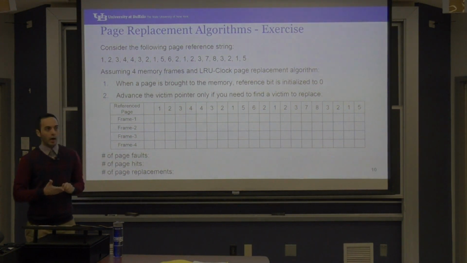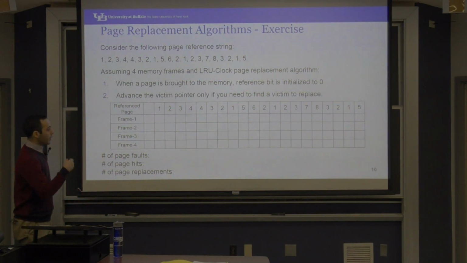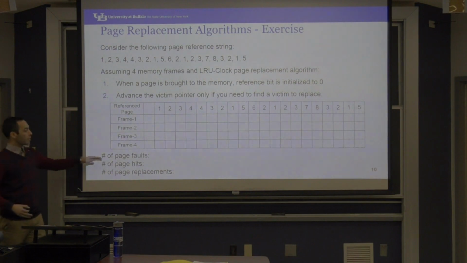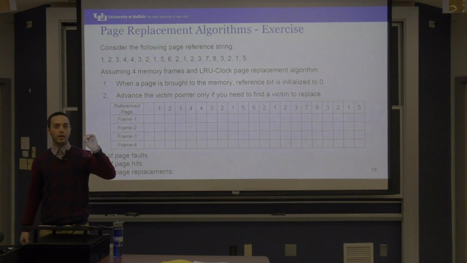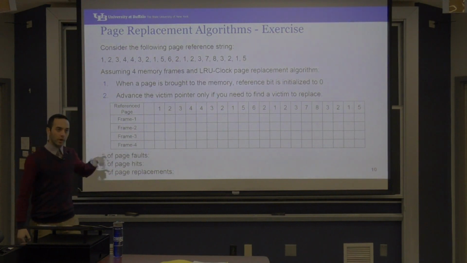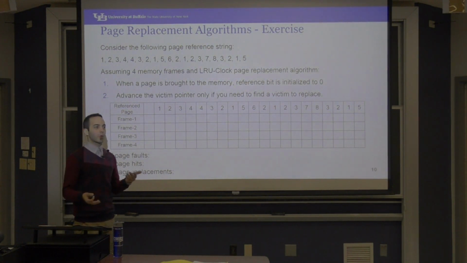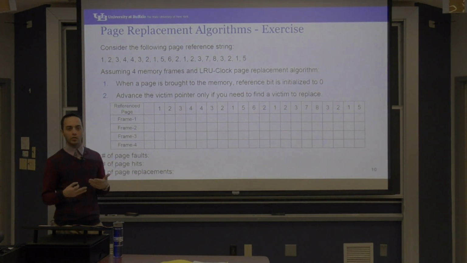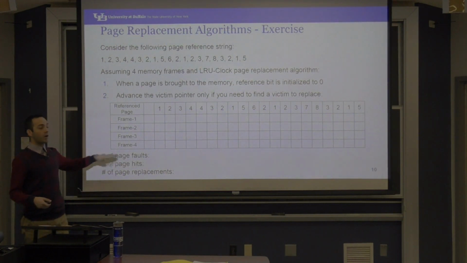All right. By the way, for any of these algorithms, you have the number of page faults, page hits, and page replacements. Whenever you refer to a page which is in your page table, that's a page hit, and you don't have to do any swapping or paging in. That's called a page hit. If it is not in your page table, that's a page fault.